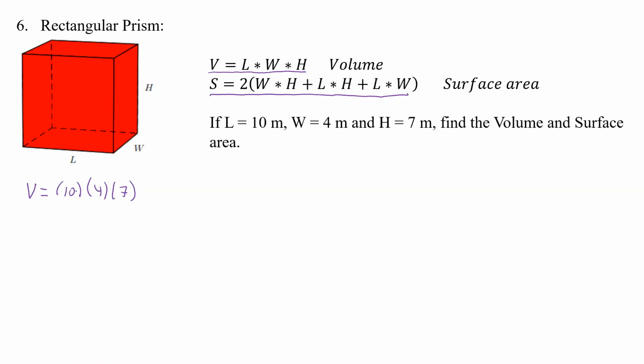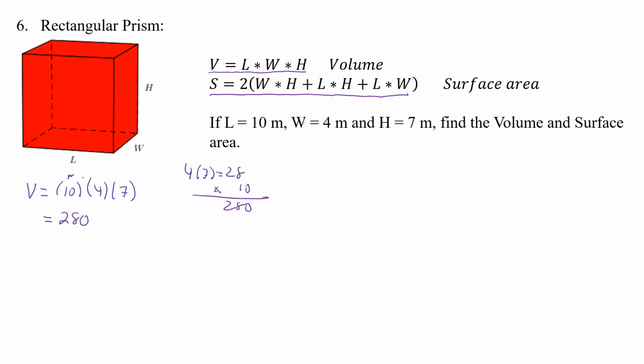Now that just means we have to multiply here. If I multiply by 10 last, I can just add in a 0, so I don't have to do too much work. So I'm going to take 4 times 7 first. Well, 4 times 7 is 28. And then if I take that times 10, I get 280. And so my volume is going to be 280.